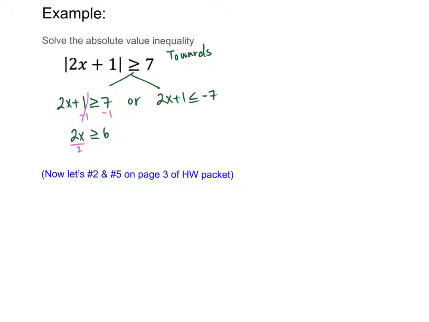Divide that by 2. x is greater than or equal to 3. And so there we have it. x is by itself, so we have the first equation. I'm going to do the same thing on this side. If I subtract the 1 over, 2x is less than negative 7 minus 1 is negative 8. If I divide that by 2, x is less than negative 4. So x can be either greater than 3 or less than negative 4, and I'll highlight that in for us. Let's do that in green.